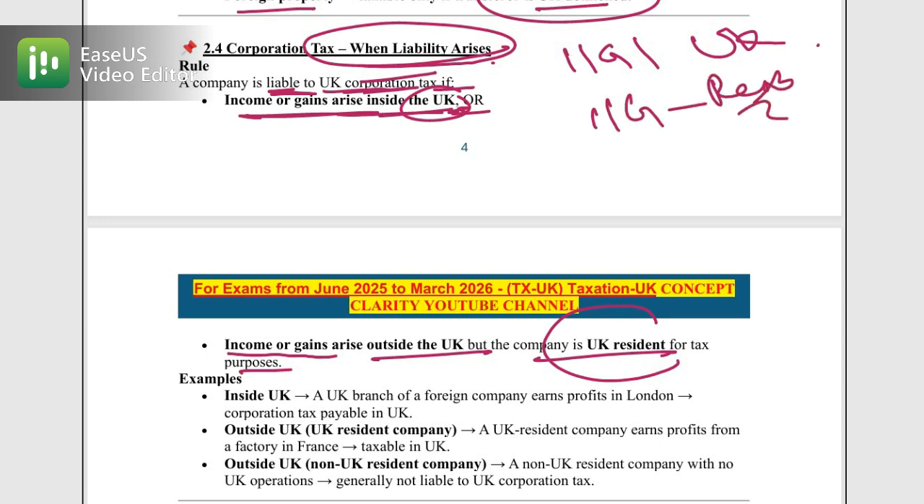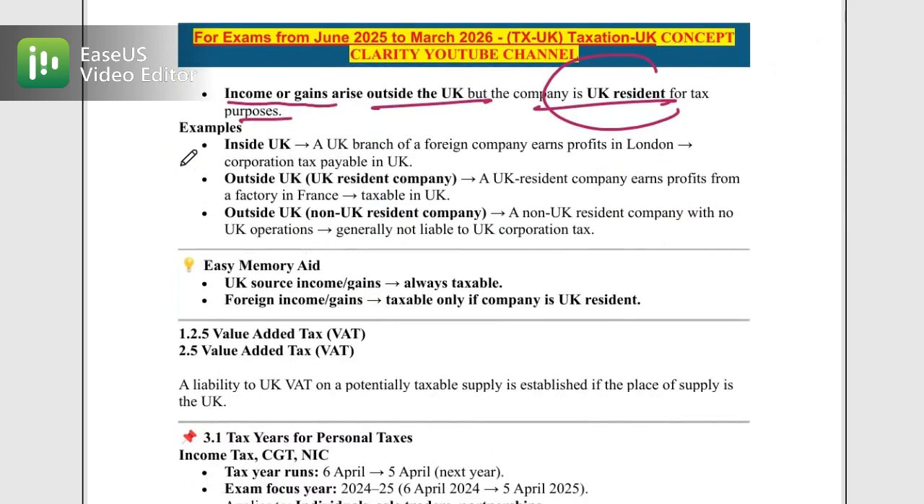Okay, so here we have an example. Let me show you the example inside the UK. Example: a UK branch of a foreign company makes a profit in London. So corporation tax is payable in the UK, because this is a UK branch of a foreign company making a profit in London. This company is inside the UK, and corporation tax is definitely applicable here.